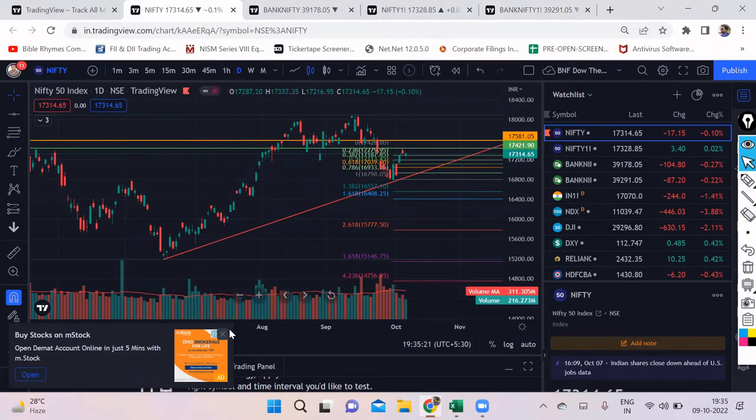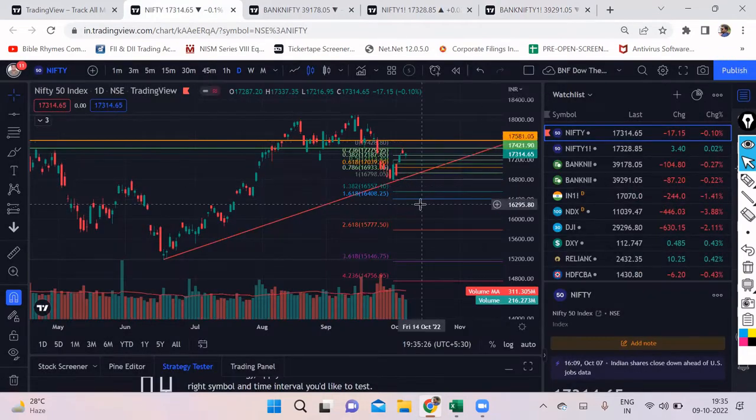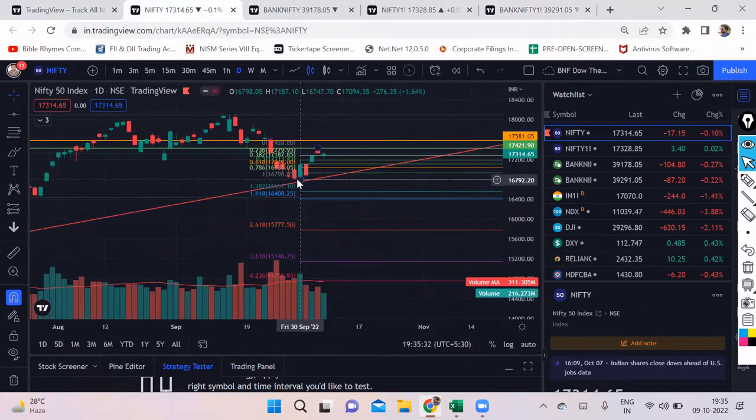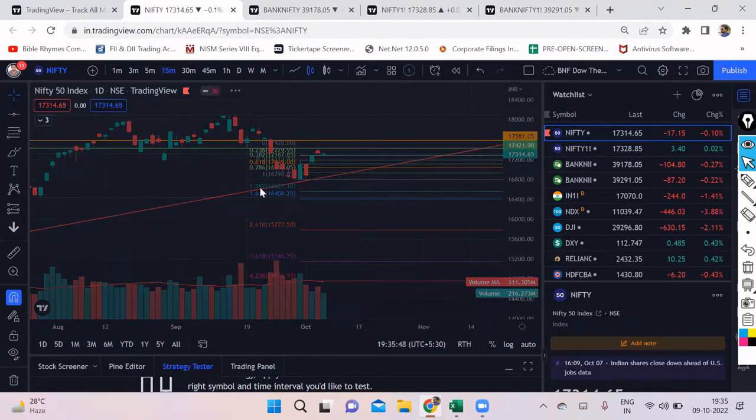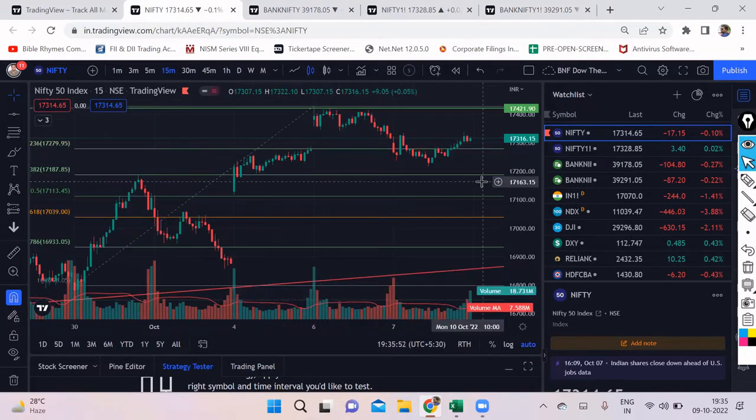Once you mark these two horizontal lines, the next thing you need to do is put a Fibonacci from the low of this candle, which is 30th of September, to the high of this red candle, which is 6th of October, both in Nifty and Bank Nifty. This will help you get the levels for the downside. Now we'll move to a shorter time frame and discuss how we are supposed to trade this.